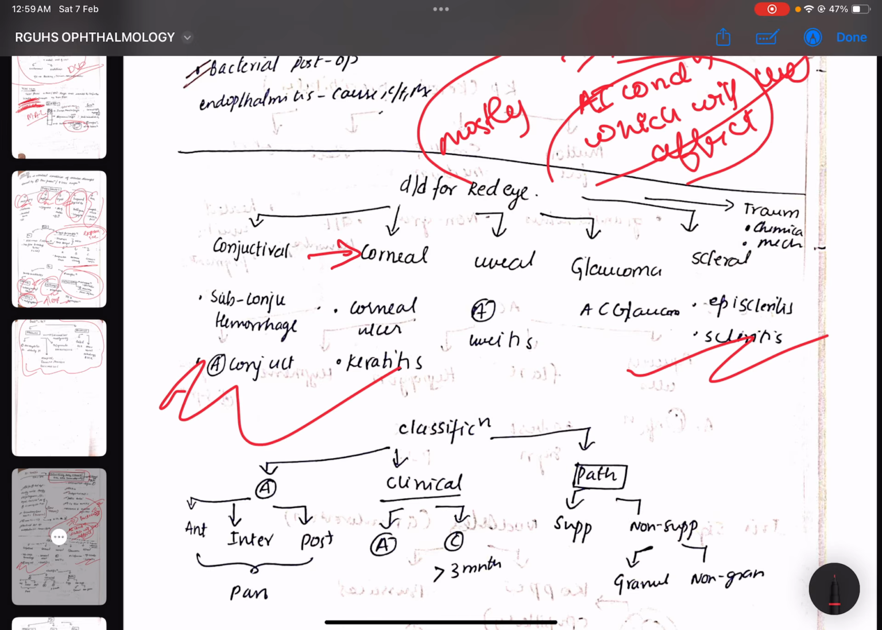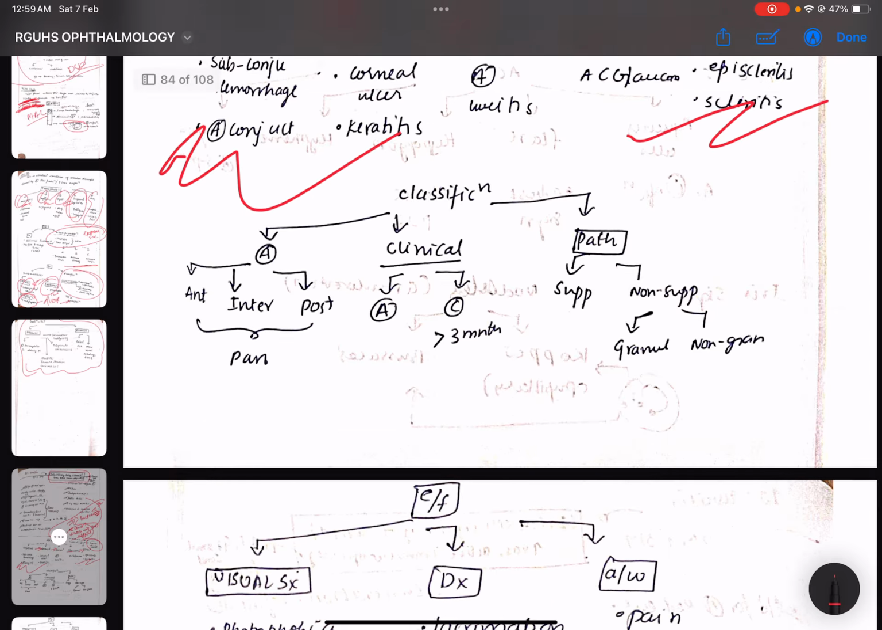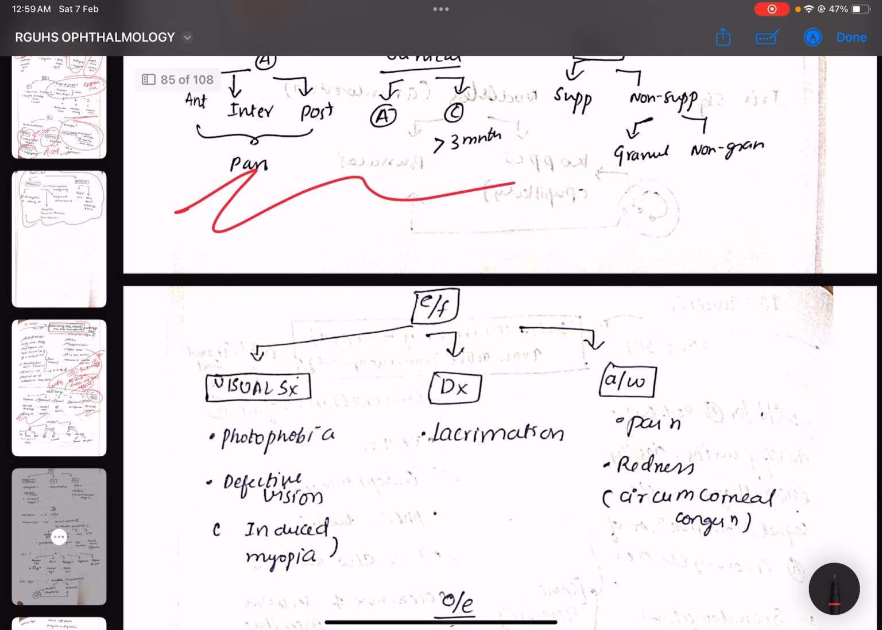Again, remember what is the first layer? Conjunctiva. Next you have cornea, then you have lens, then you have uvea, then the posterior part is sclera, because that is what we are discussing. Then basically, if it's a surgical topic, traumatic or not traumatic. And this is the classification. Again, this is the anatomical thing which you can just remember.